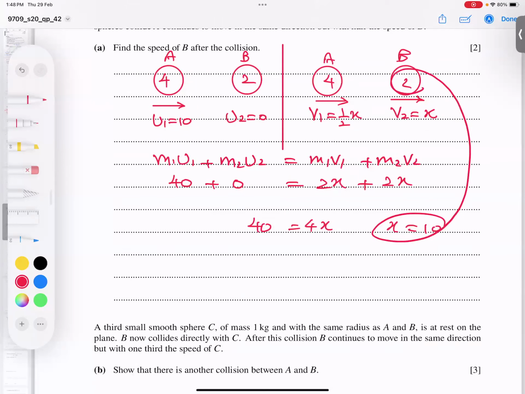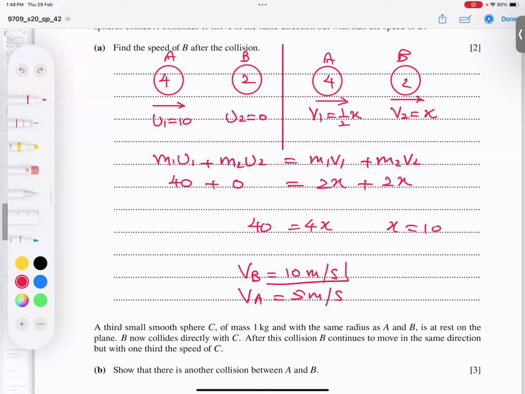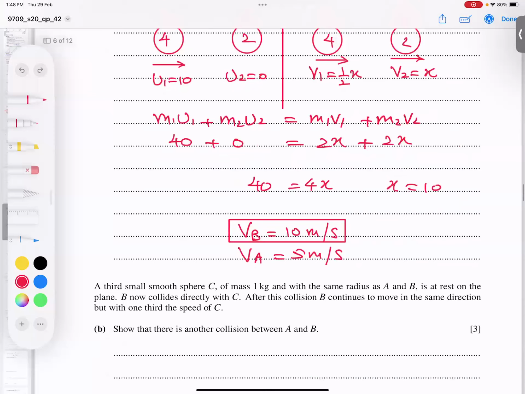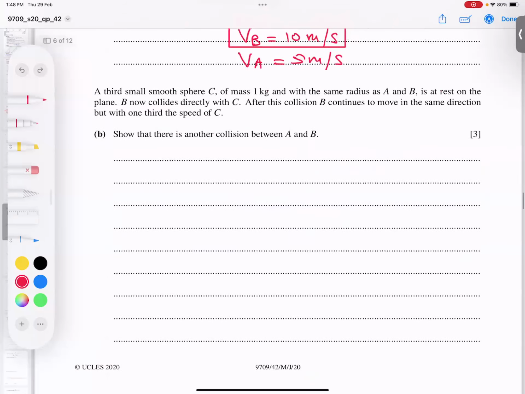So this is the velocity of B. Velocity of B after hitting is 10 meters per second, and the velocity of A is naturally half, so 5 meters per second. I think he was asking for B only. Alhamdulillah Rabbil Alameen. Maybe we need this part next. Okay, let's go for part number 2.